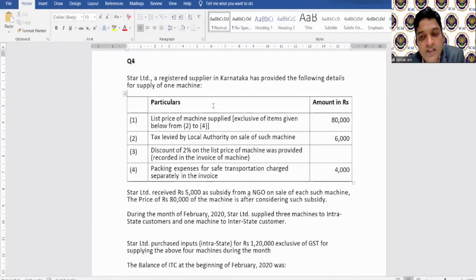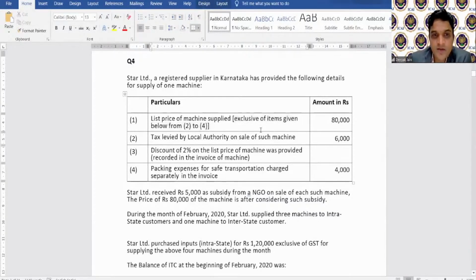The list price for the machine supplied is 80,000 rupees. Now, this is exclusive of the items given below. Okay, list price is this, and other items are excluded from this price. What is excluded? Tax levied by local authority on sale of such machinery, which is 6,000 rupees. Discount of 2% on the list price of the machine was provided and it is recorded in the invoice. Now that value is not given, but they've said it is 2%. Packing expenses for safe transportation, which is charged separately in the invoice, are 4,000 rupees. Okay. Now this is the basic which they've given.